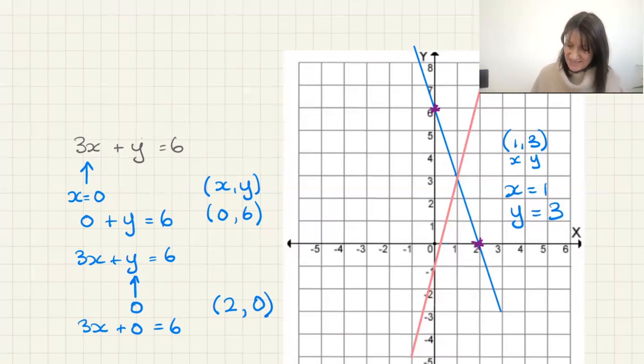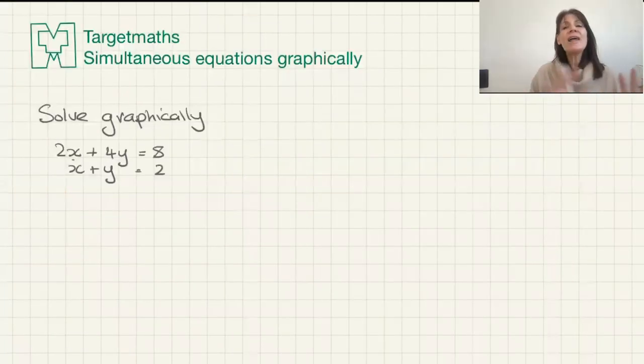Okay, next question. Entirely up to you how you choose to have a go at it. But I want you to find the solutions to those simultaneous equations graphically.